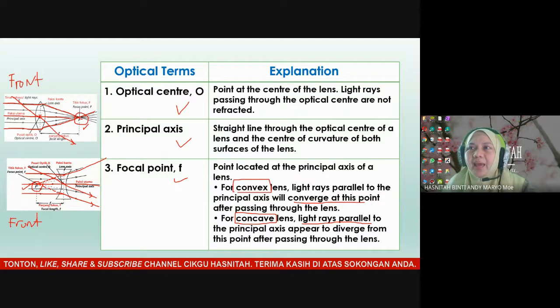And the area at the right side is called the area behind the lens. This is for convex and this is also for concave lens. So I hope after this, nobody will ask which one is the front, which one is behind. This is fixed. The front part is the left side, and the right side is the back part of the lenses.